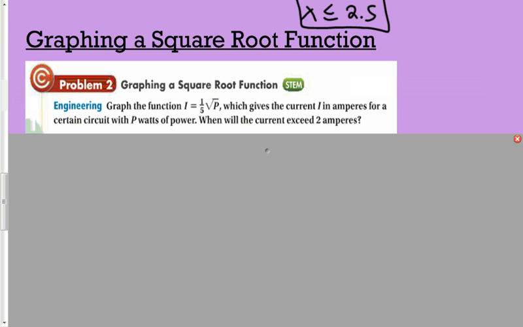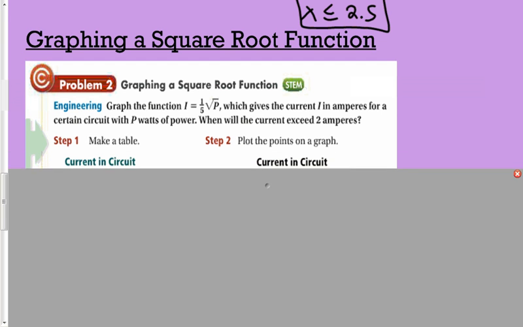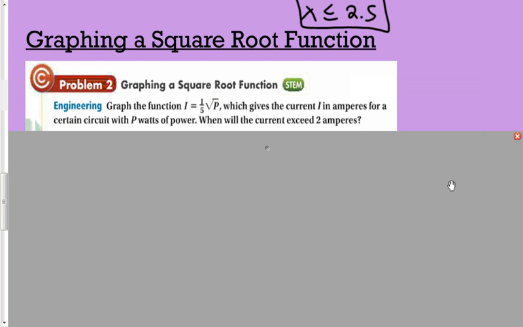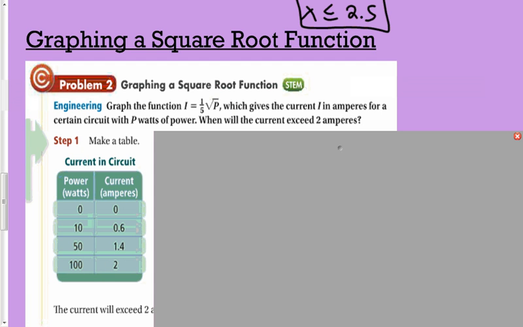For a certain circuit, amps is the shortened term. For a certain circuit with p watts of power, when will the current exceed 2 amps? So we're going to do a typical thing that you would do with a graph, and that would be making a table. You can tell that if you take the p underneath the radical, we know that the domain would have to be p is anything greater than or equal to 0. So we can use 0. In this case, we use 0, 10, 50, 100.